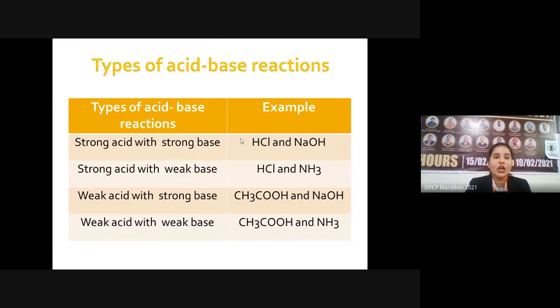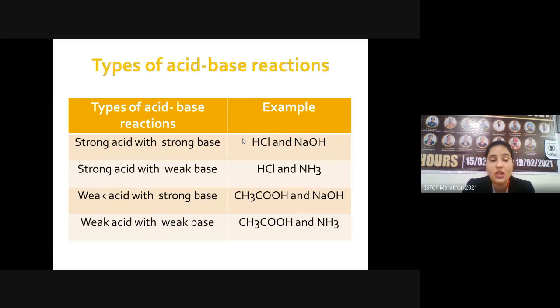Now, acid-base titrations are of four types. The four types include the titration of a strong acid with a strong base. Next, the titration of a strong acid with a weak base. Third, the titration of a weak acid with a strong base. And the last one is the titration of a weak acid with a weak base.